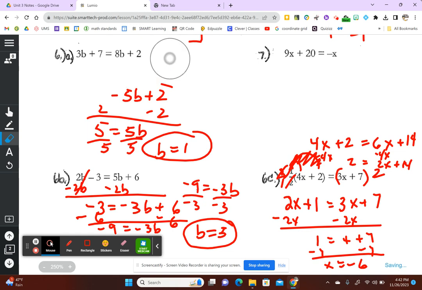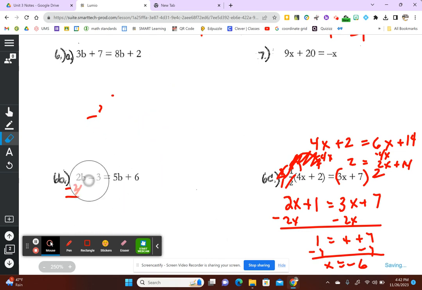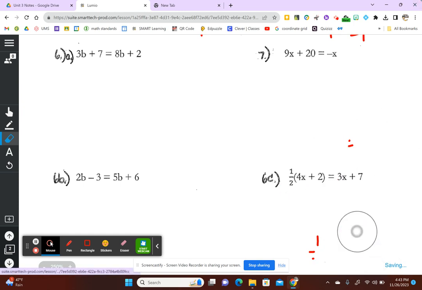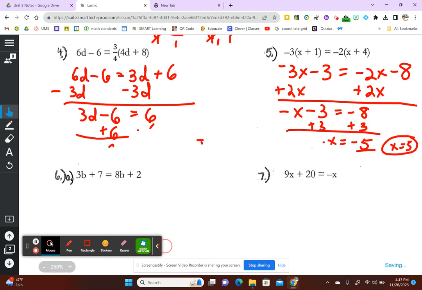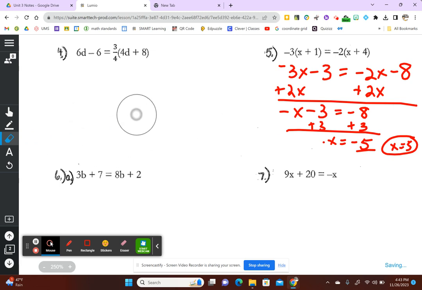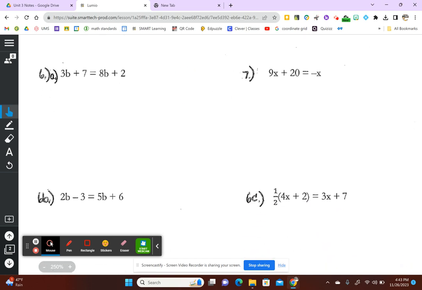Okay. So the last one we're going to do is number 7. And number 7 looks simple, but it's a little tricky. Okay, so let's just erase all this. Okay, so for number 7, I'm going to add x to both sides.